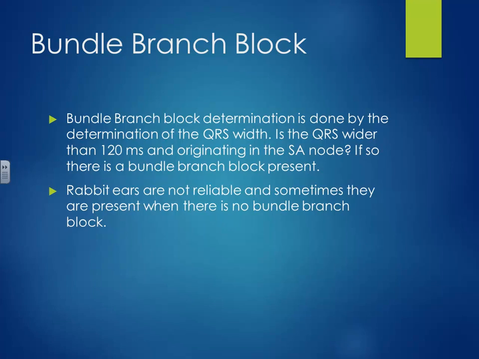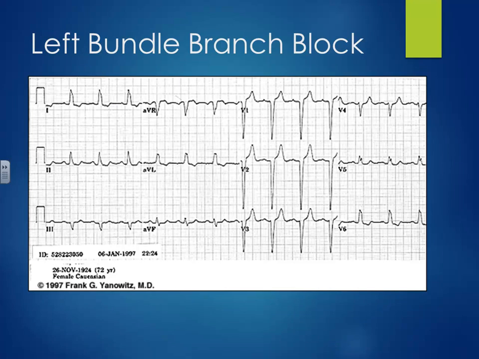When you're looking at it on a 12 lead, it's done by determination of the QRS width. If it's wider than 120 milliseconds and originating in the SA node, there's a bundle branch block present. You always hear, just look for the rabbit ears, but they're not necessarily the most reliable thing. The 12 lead, especially V1, is going to be your best place to see. All right? So this is a left bundle branch.